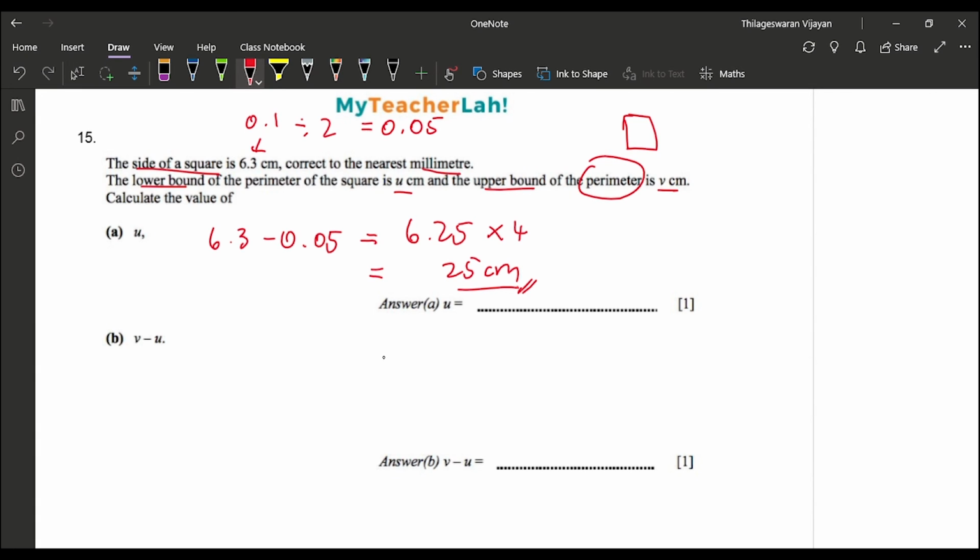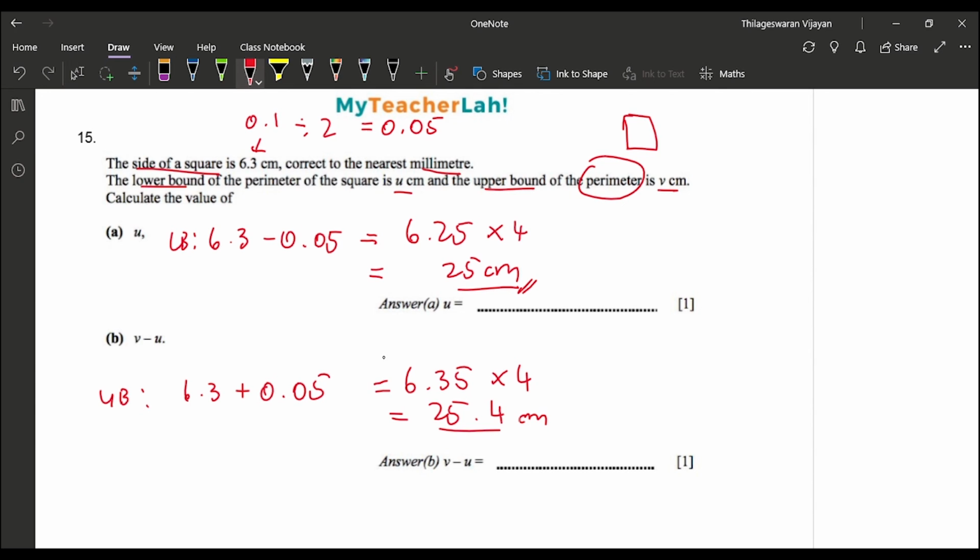Okay, so here they want the upper bound minus the lower bound. Please don't be confused that u sounds like upper and make a mistake. Right, so to get the upper bound, let me just label this as lower bound here, just in case. So to get the upper bound, all I need to do is take 6.3 plus 0.05. Done. So you get 6.35, and then you multiply by 4. So in this case, you will end up with 25.4 centimeter.